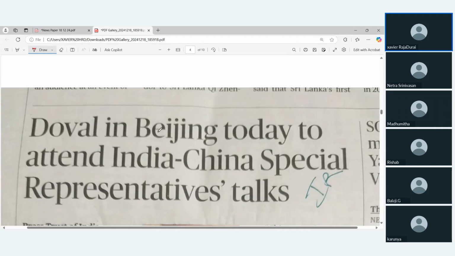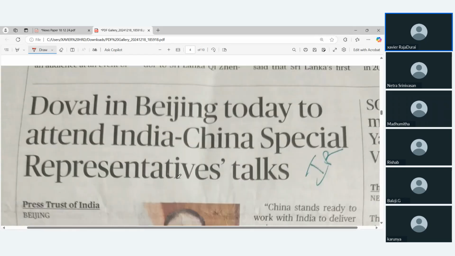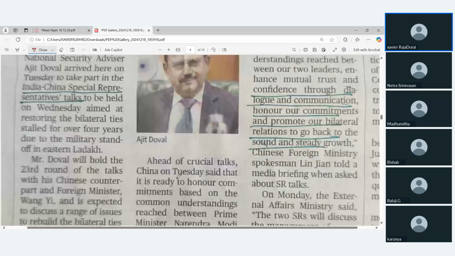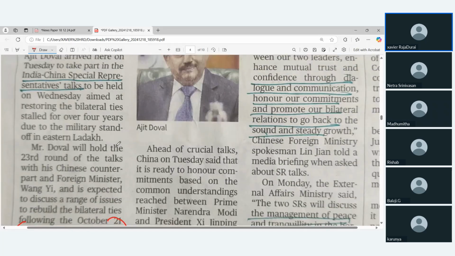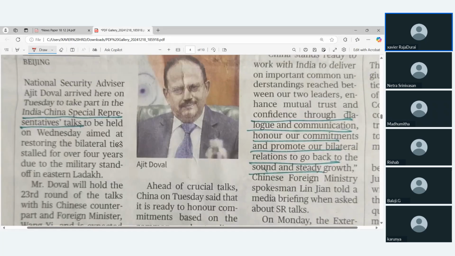Another one, Ajit Doval, the national security advisor, talked with the China representatives in the India-China special representatives talks. So here they conveyed the recent agreement between the two countries, the disengagement at the border, especially in eastern Ladakh. Okay, and that discussion took place. And these two leaders will enhance mutual trust and confidence through dialogue and communication, honor our commitment and promote our bilateral relation to go back to sound and steady growth.